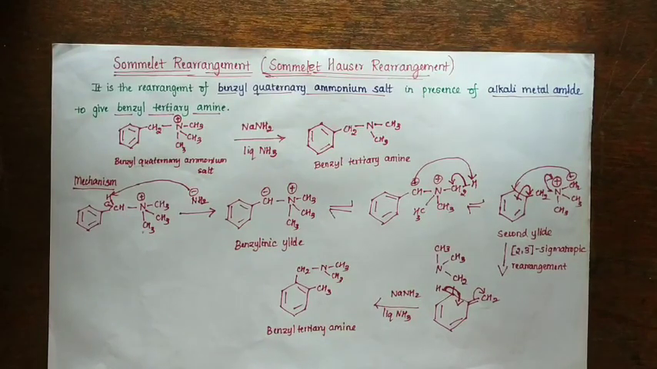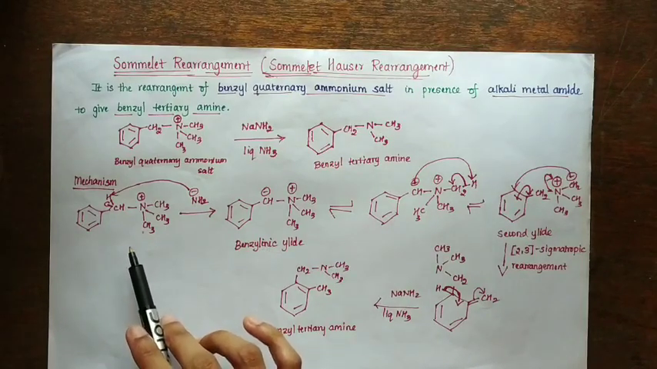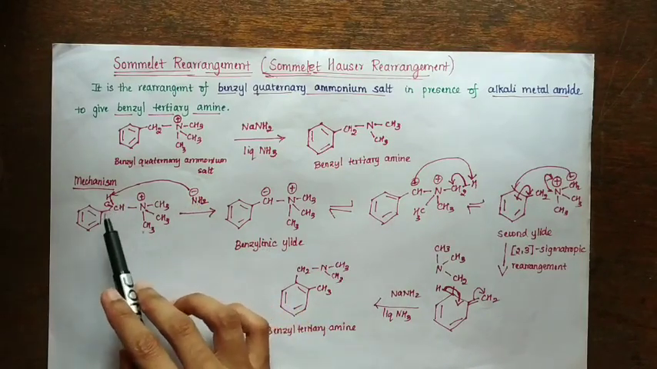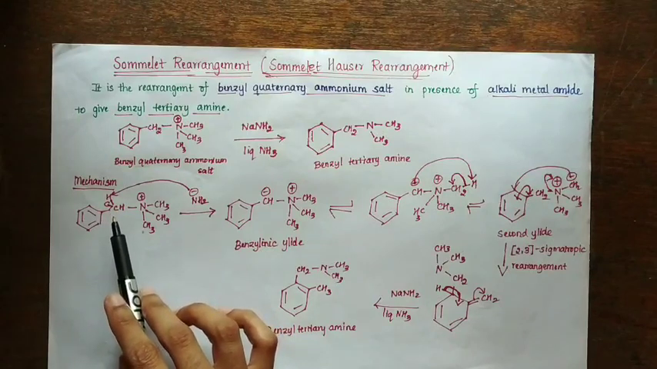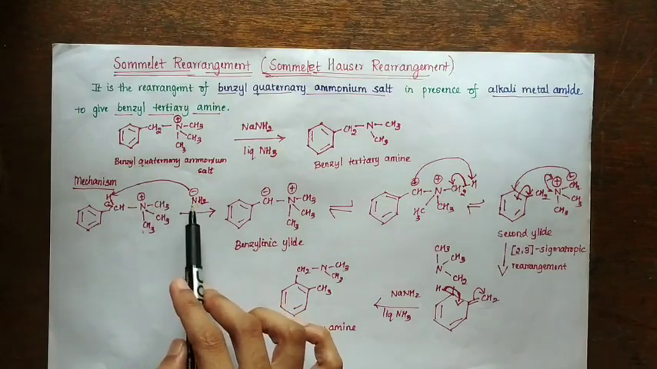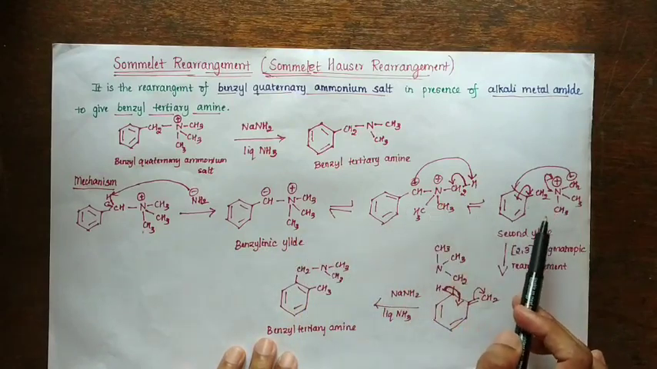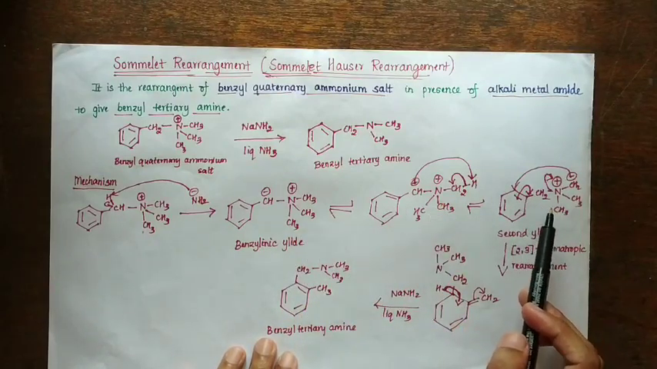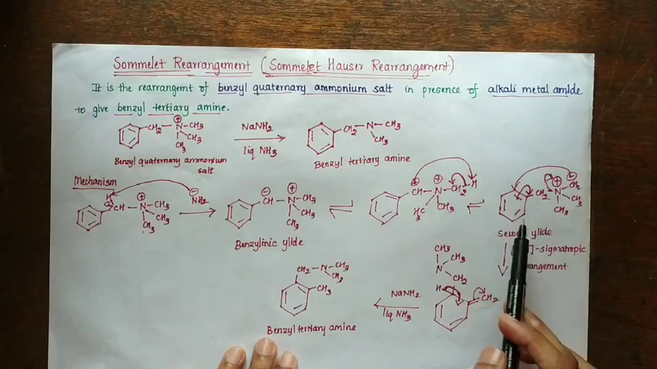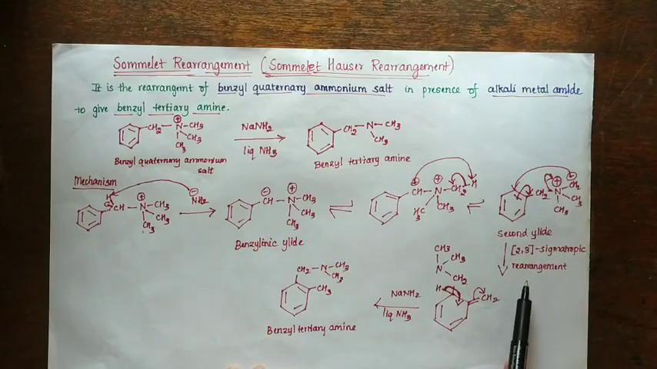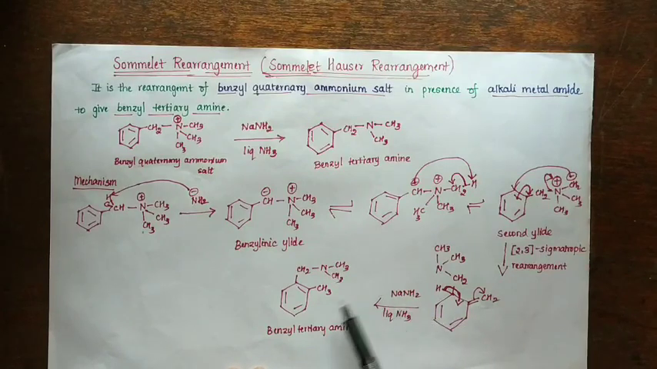So this is about Sommelet-Hauser rearrangement. So at first there will be benzyl quaternary ammonium salt which is having methylenic proton which is highly acidic, that is removed by the amide ion to give benzylenic ylide, and that is in equilibrium with the second ylide. Ylide is a structure which has both the positive and negative charge, and that second ylide it will undergo 2,3 sigmatropic rearrangement to give the product as benzyl tertiary amine.